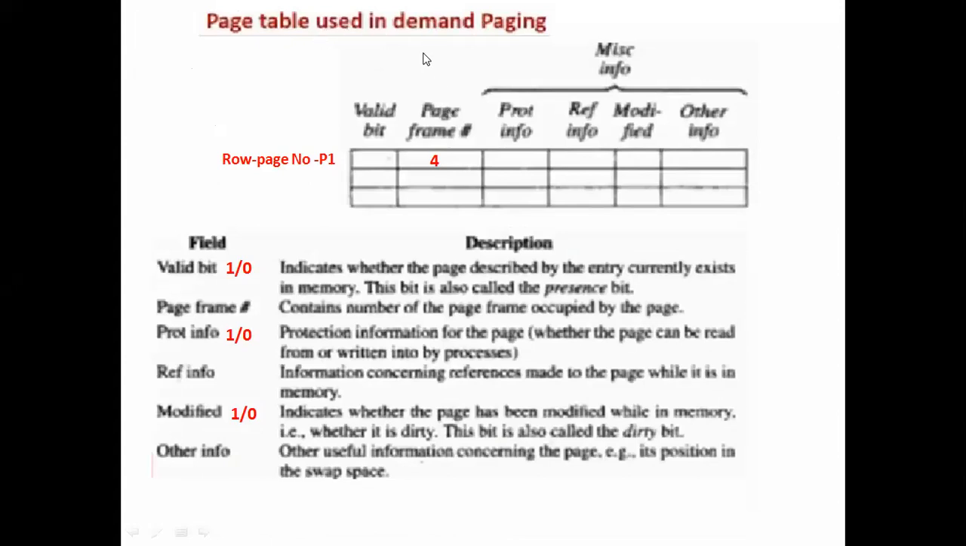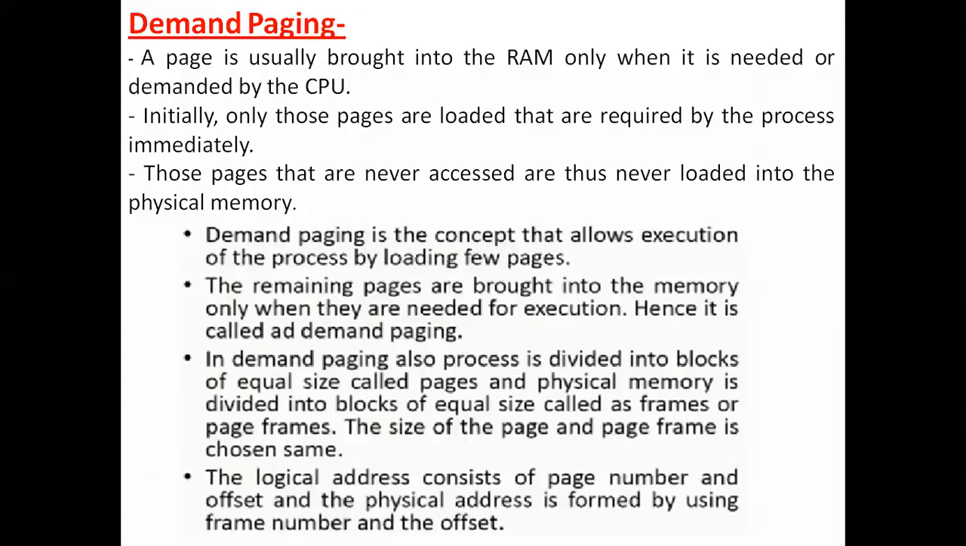So we have something called a page table that will be used in demand paging. I think we are done with this topic. So what does demand paging mean? Demand paging is nothing but that the pages of a process will be loaded into the RAM only if the CPU is demanding that particular page. If not, where do you keep those pages initially?